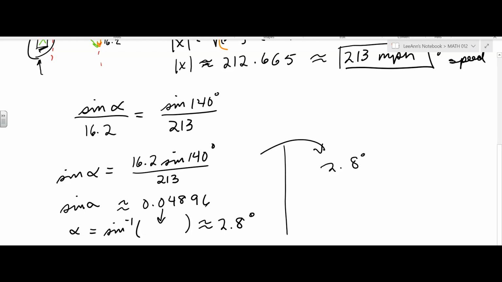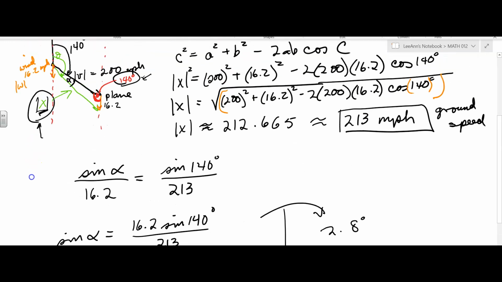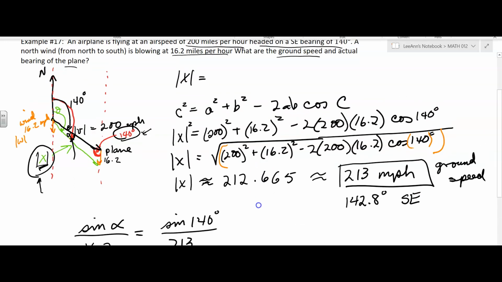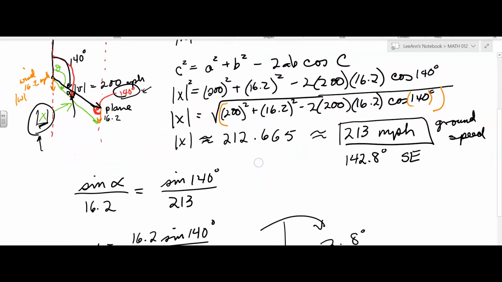So what does that mean that we found? It means we found this little teeny angle right there, 2.8 degrees. We're going to have to add that to find the bearing. I need to take the 140 plus that 2.8. So it's going to be 142.8 degrees, and it's southeast still, so in that direction. And I think that's all they want, right? The actual bearing. You could put from the north if you wanted to.